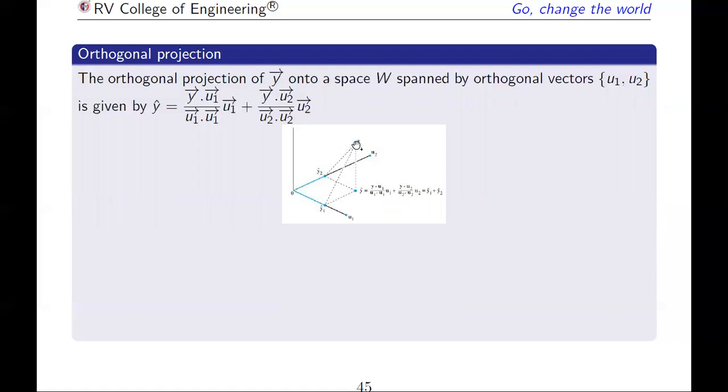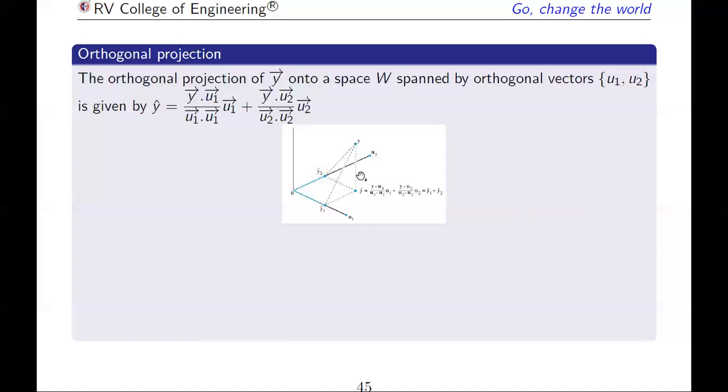So here this is your vector y. First we have found the orthogonal projection of y onto u1, denoted as y1 cap. Then we have found the orthogonal projection of y onto u2, denoted as y2 cap. So this would be your y cap. Using the parallelogram law, this would be equal to y1 cap plus y2 cap. And your y1 cap and y2 cap are nothing but the orthogonal projections of y onto u1 and u2 respectively.